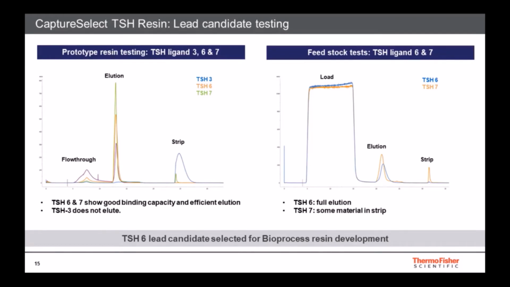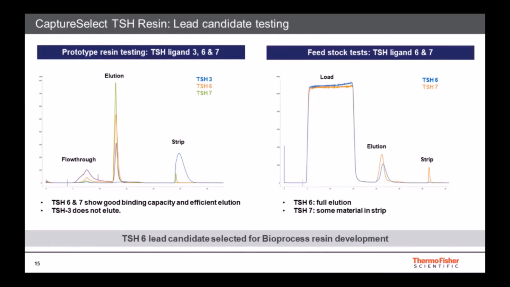And what they found is for TSH 3, it didn't elute fully, so they got a lot of material in the strip, so it really didn't represent a good target to move forward. And you can see it actually looked very good in the plate-based screenings, but when you started to look at it chromatographically, things didn't work the same. And so that's why you always want to validate these things on column, on resin.